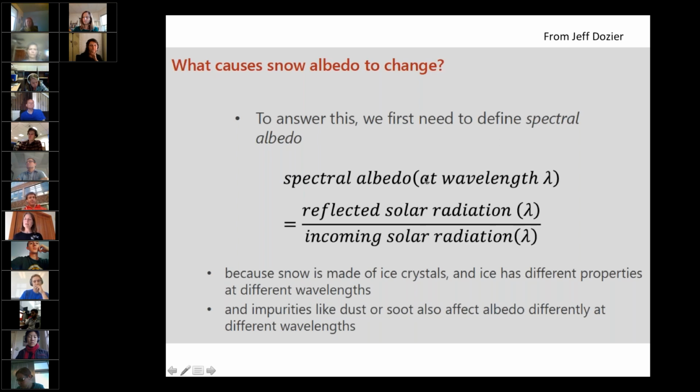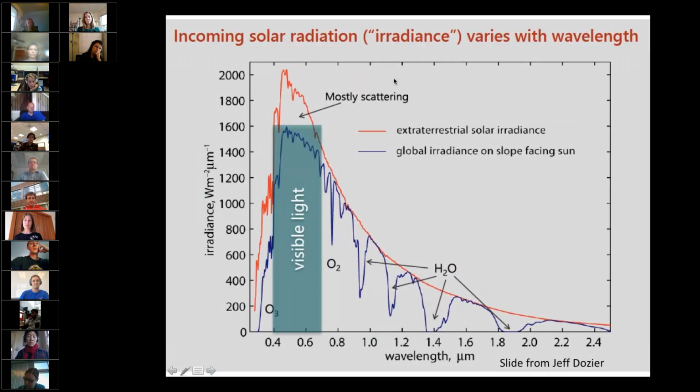So our spectral albedo at a given wavelength lambda has the same definition: reflected solar radiation at lambda divided by incoming solar radiation at lambda. Now, because snow is made of ice crystals, and ice has different properties at different wavelengths, and also because impurities like dust or soot affect albedo differently at different wavelengths, to understand physically what's going on, we actually need to think about albedo as wavelength dependent. Again, this is not in our model. This is what we know about physics and observations.